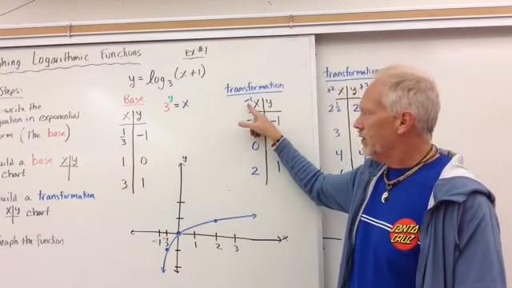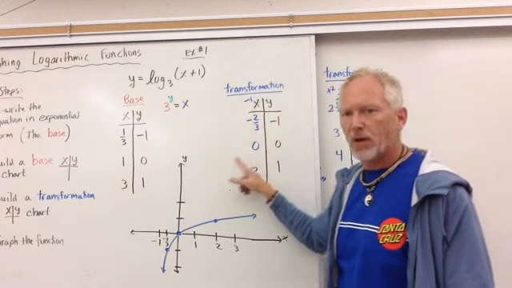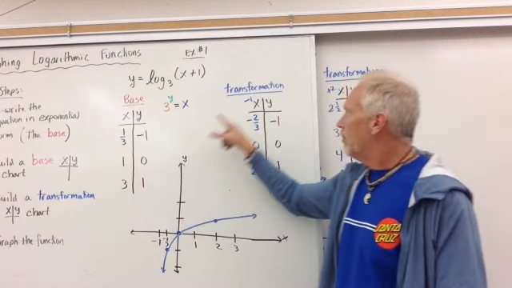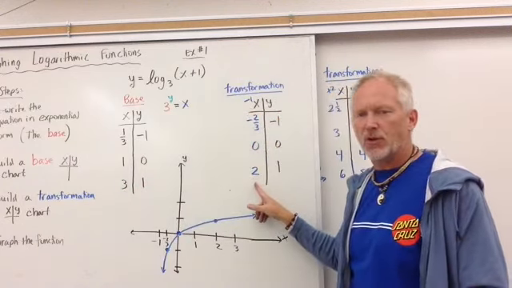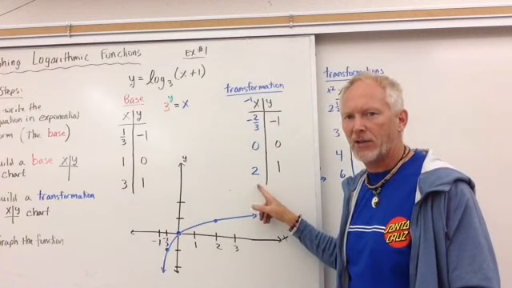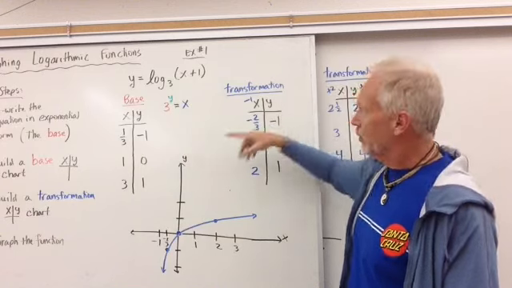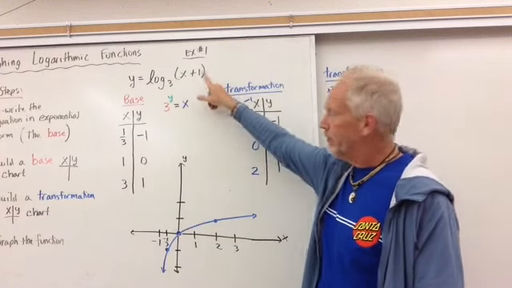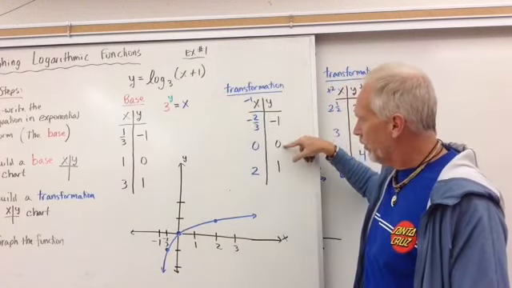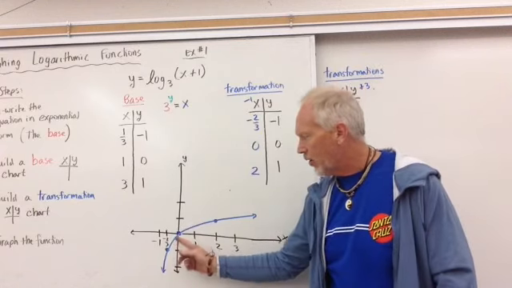1 minus 1 is 0. 3 minus 1 is 2. So the transformations are complete for the x's. Now, did we do anything in the y category? No, we didn't. Reason why? No k value. Negative 1, 0. Those stay the same. I'm ready to graph.